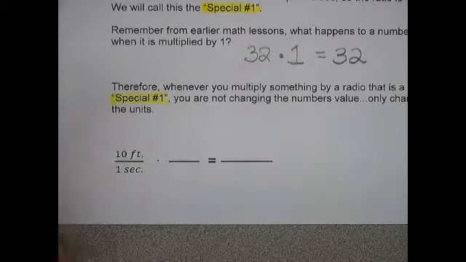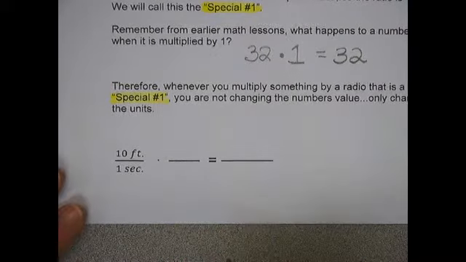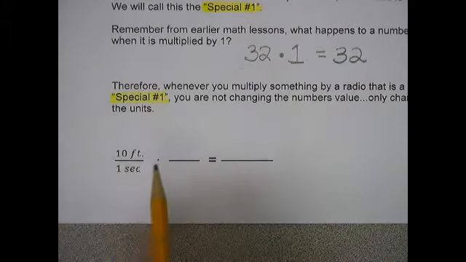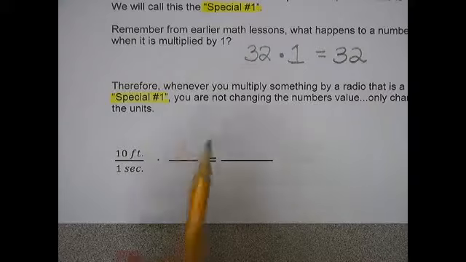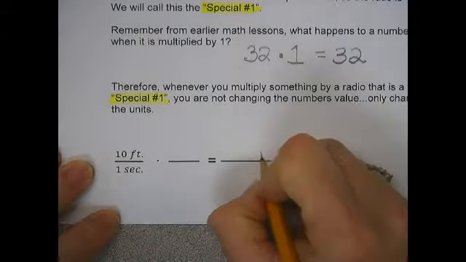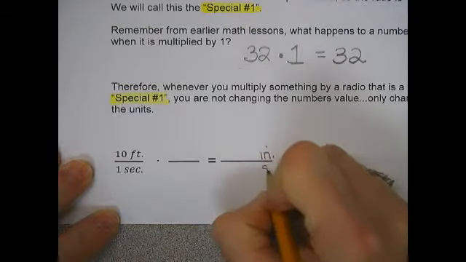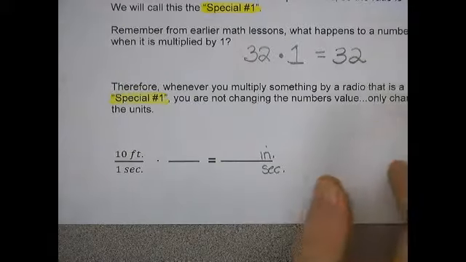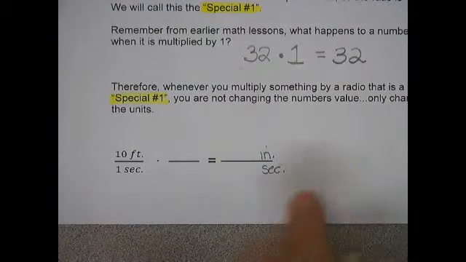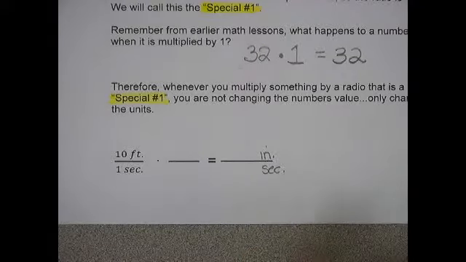Okay, so let's try this first problem, and this is kind of the format we're going to use. I know that some of you will be able to do this in your head and you will not want to set up these fractions, but please trust me, we're going to add on multiple steps where you're going to need to use this process. So we want to go from 10 feet per second, and we want to change this to inches per second. We want to convert it.